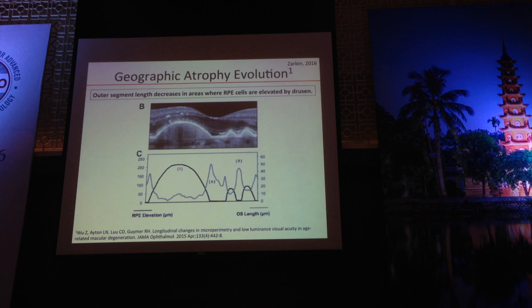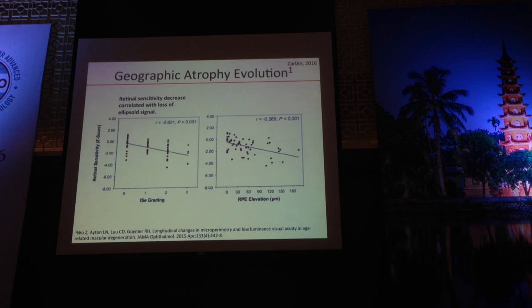What's interesting is that the loss of retinal sensitivity is correlated most clearly with the loss of the ellipsoid signal. But related to that is the height of the RPE, and so that's why we see sensitivity decreasing as the height of RPE elevation increases.